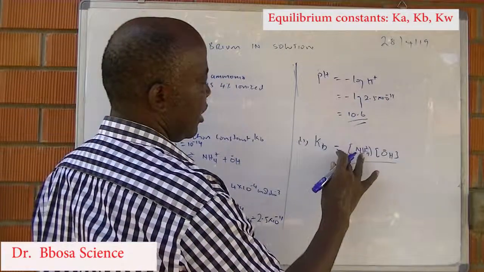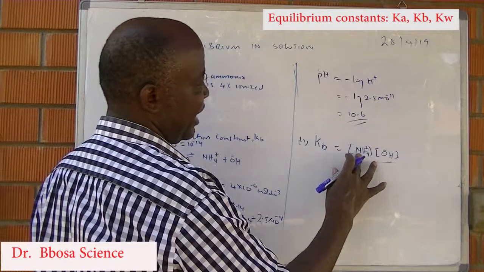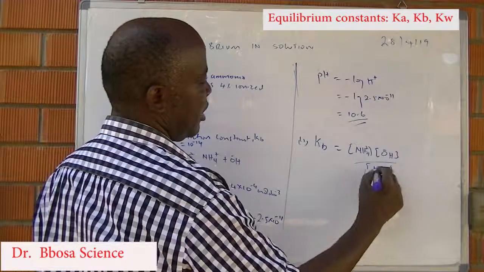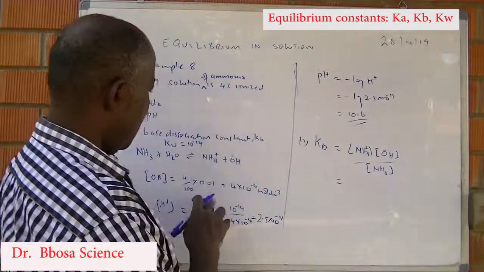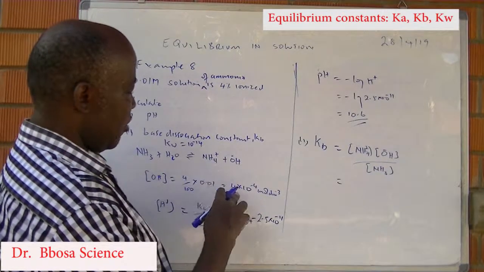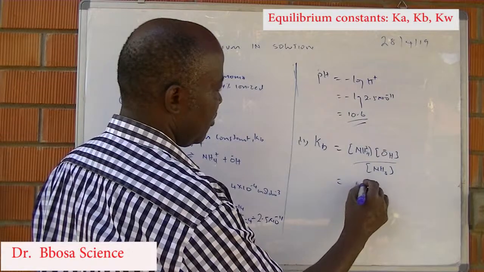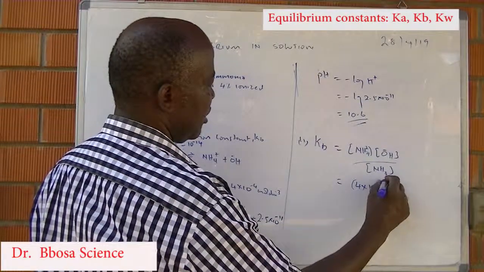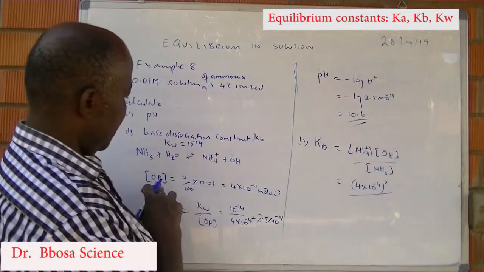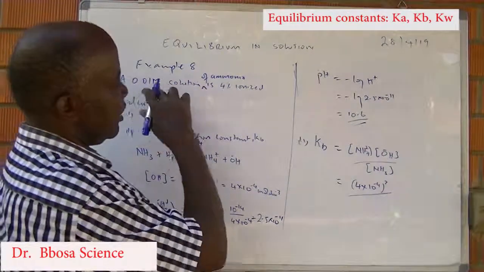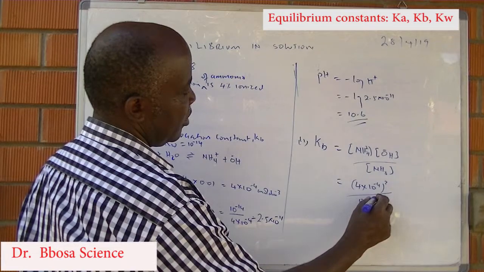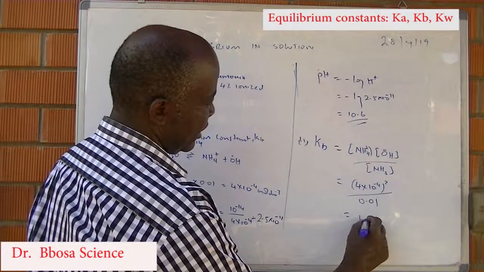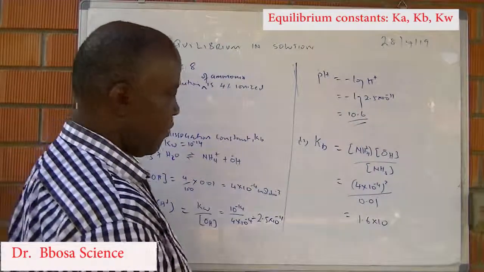Part 2. Kb is equal to the concentration of ammonium ion times the concentration of hydroxide ion over the concentration of ammonia. The concentration of hydroxide ion is equal to the concentration of ammonium ion, which is 4 times 10 to the power negative 4, so this is 4 times 10 to the power negative 4 squared over the concentration of ammonia solution, which is 0.01, and this is equal to 1.6 times 10 to the power negative 5.